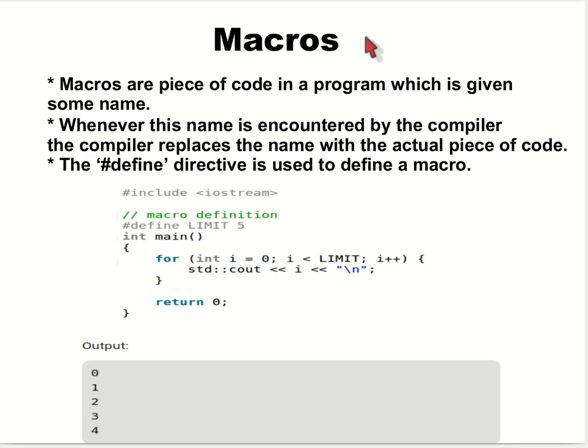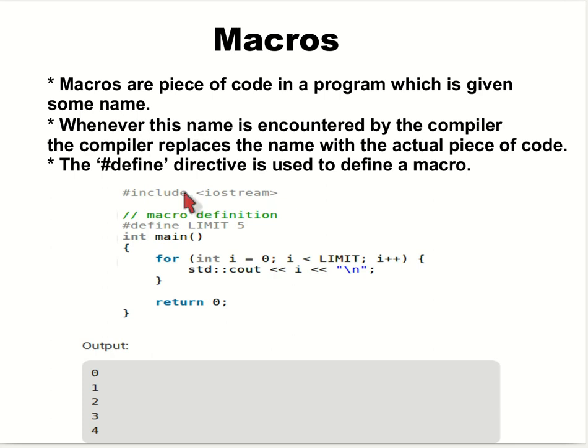Inline functions, and this is a very important one. At least 4 or 5 mark questions will be asked from here. Macros and inline functions. As you have already seen, we have a preprocessor, and we will be giving the entire program to that preprocessor, and it will produce another C++ program, which is a refined one, and that will be given to the compiler for compilation.